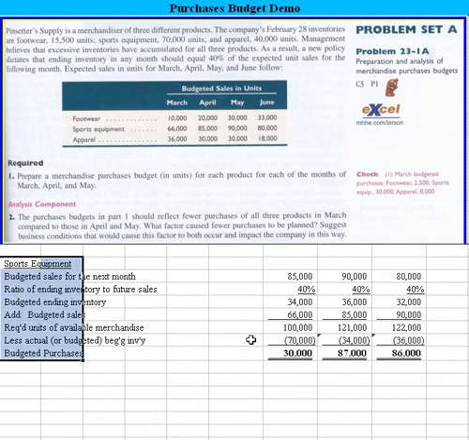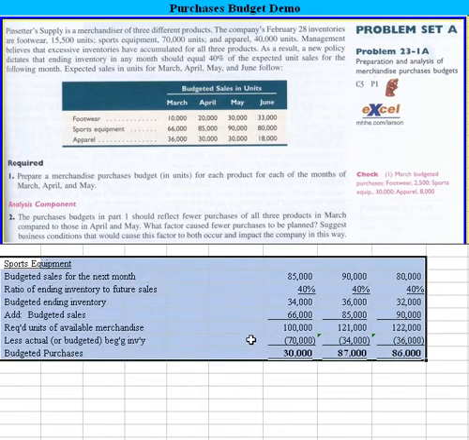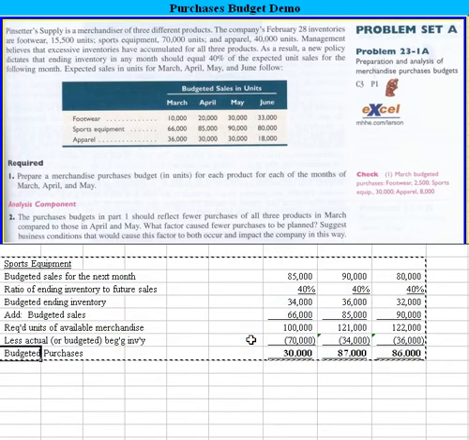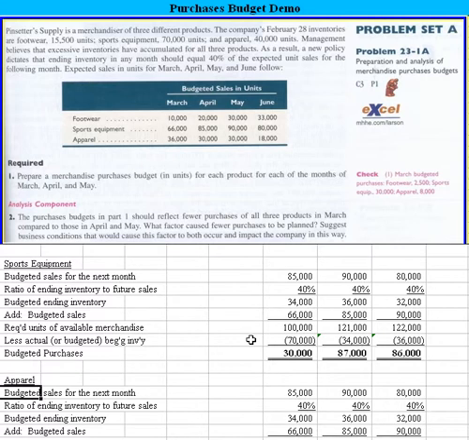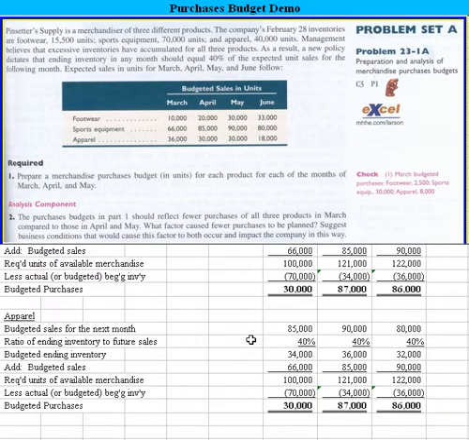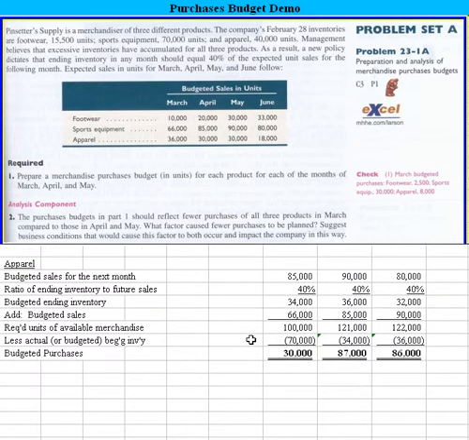Okay, we have one more to do. We can whip through that to come up with the budgeted purchases. And again, I'll copy it and slide it up. Now we're dealing with apparel. So let me slide that up for everyone so you can see that one. Budgeted sales for the next month of apparel is 30,000, 30,000, and 18 for April, May, and June.